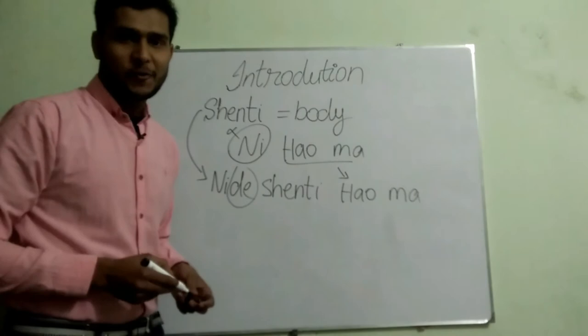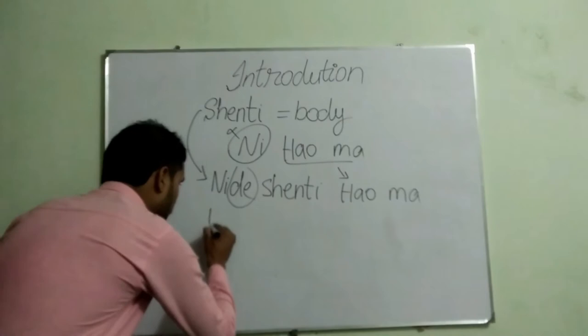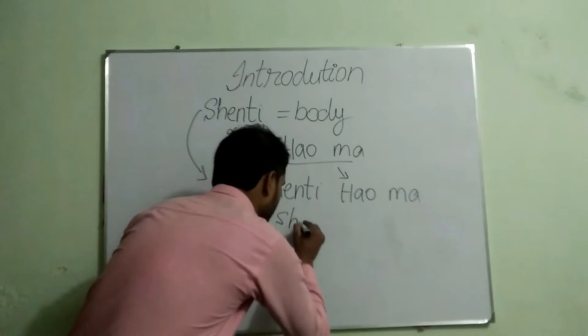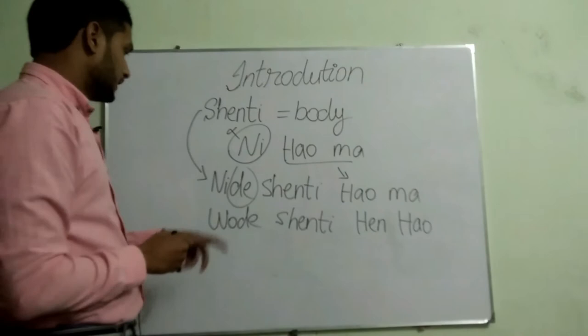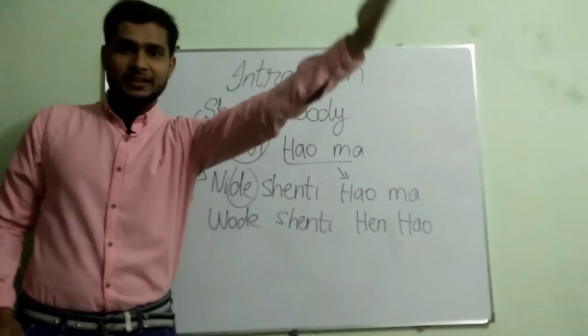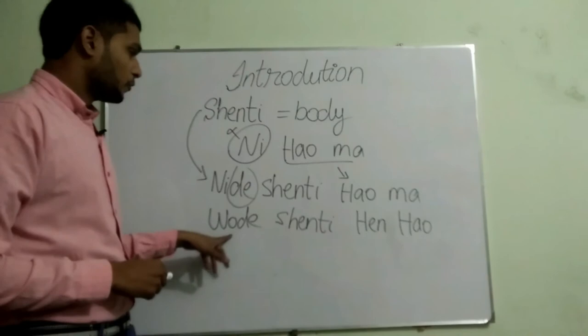And the answer will be Wo da Shen Ti han hao. Han meaning very, you know. How good. My health is very good. Ni da Shen Ti hao ma? Ta da Shen Ti hao ma? How is her health? Ta da Shen Ti han hao. Her health is very good.